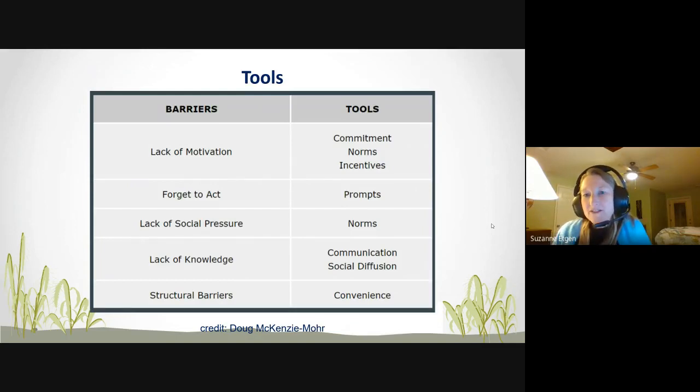If it's not convenient to carry their pet waste in their backpack on a long walk, maybe they're going out to lunch afterwards, giving them a physical place to throw away that pet waste is a structural intervention. So depending on what your barriers are, you can match the right tools.